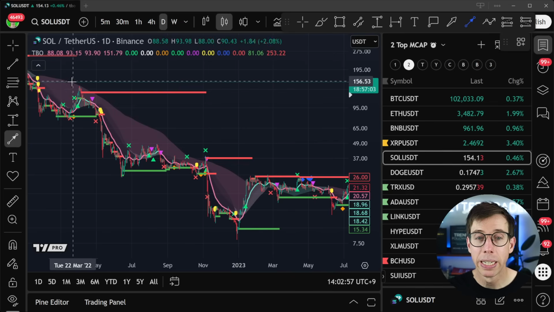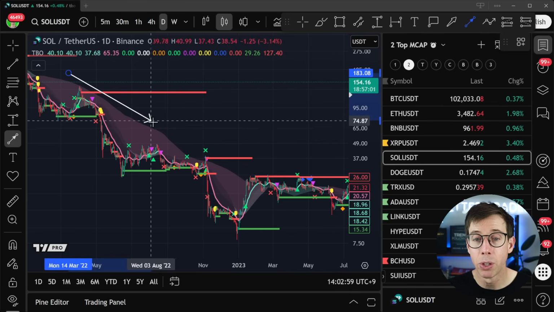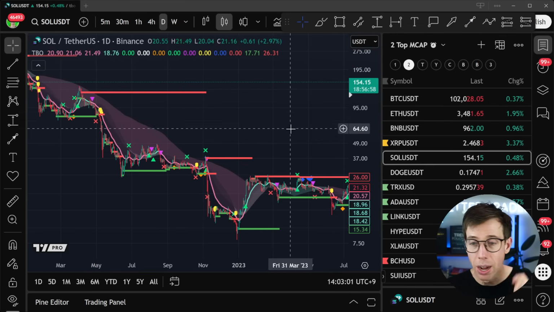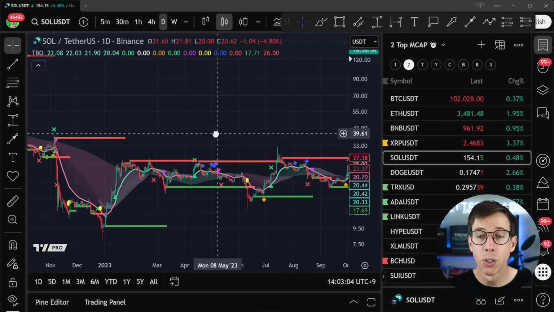How do we know it was going to break down? We got these, and we know the trend is down. But it's not all about shorting in a bear market. It's also waiting.